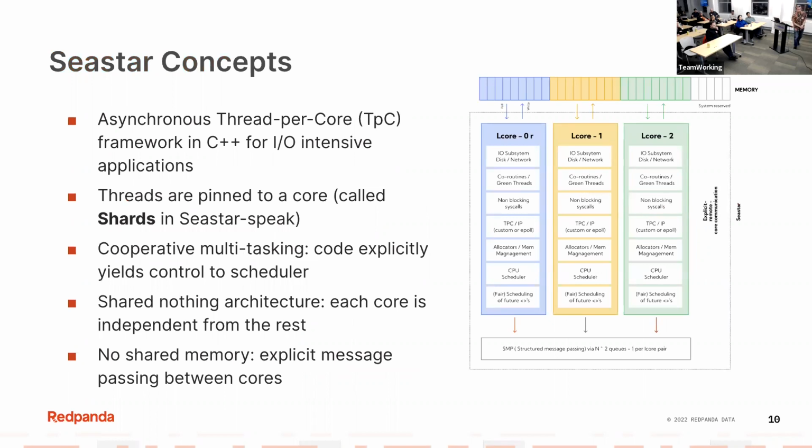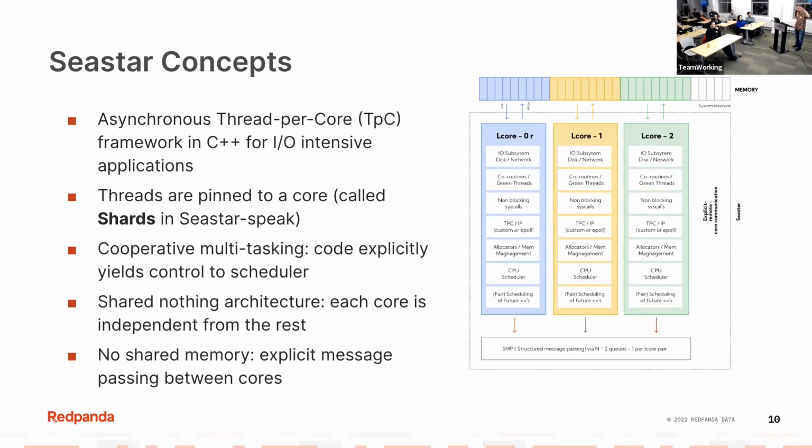So what does C Star do? Kind of core concepts. C Star introduces this asynchronous thread-per-core model. It's one of the ideas: a thread is pinned to a core, right? And these are called shards within C Star language. Each of these shards really works independently of each other. It's a complete shared nothing architecture.